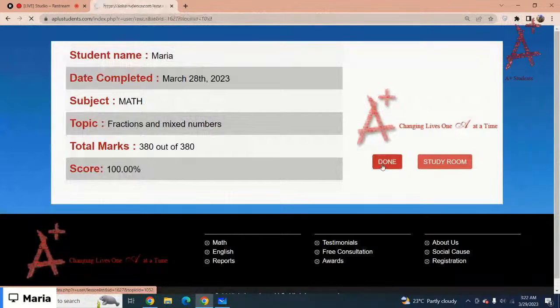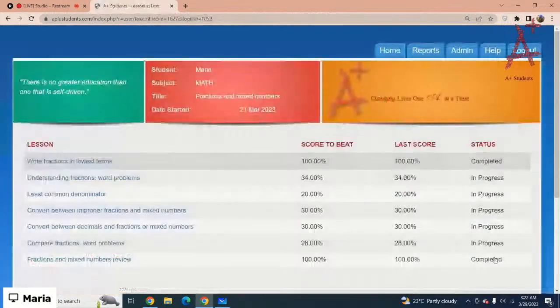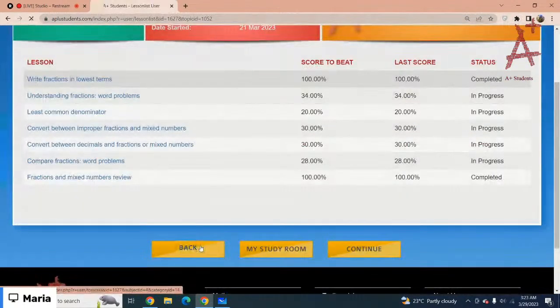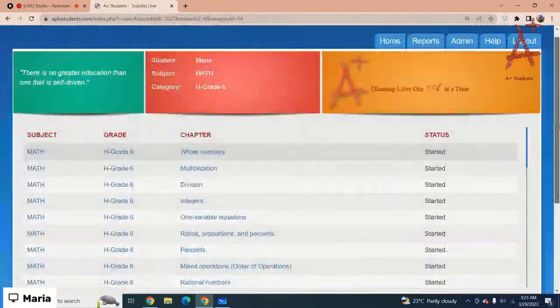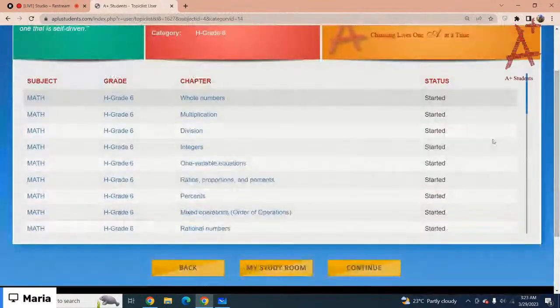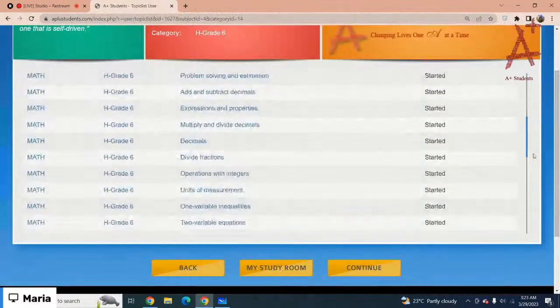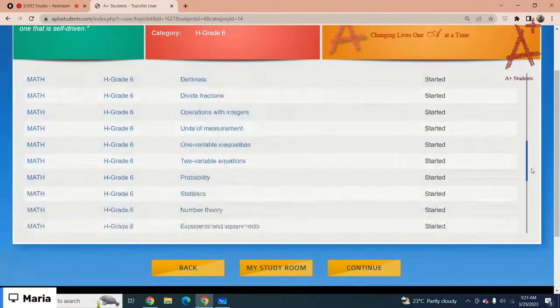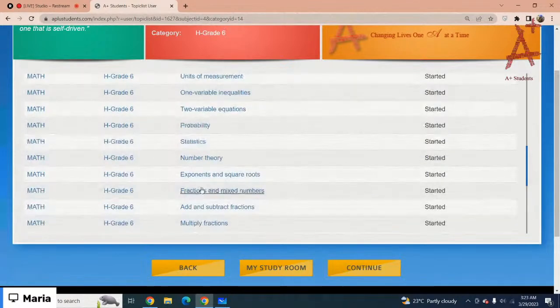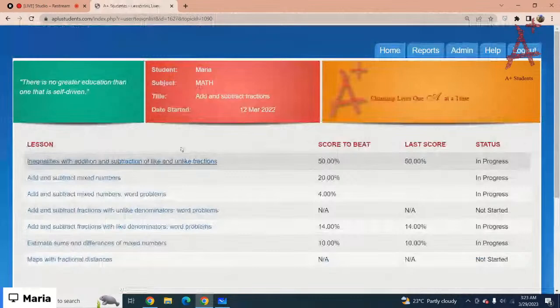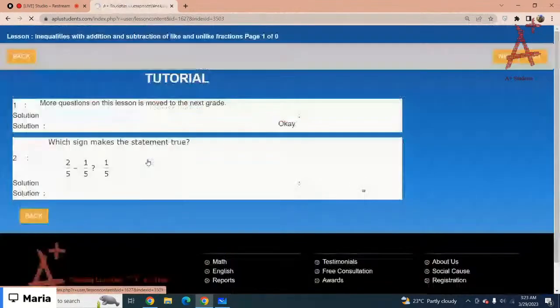I can't start the final test because all of the lessons are in progress. Got it? That means I haven't completed the test of these lessons. So you can complete the test and then do the final test on your own. Let's just start with a new chapter, that is add and subtract fractions. Let's start with the first lesson, that is addition and subtraction of like and unlike fractions.